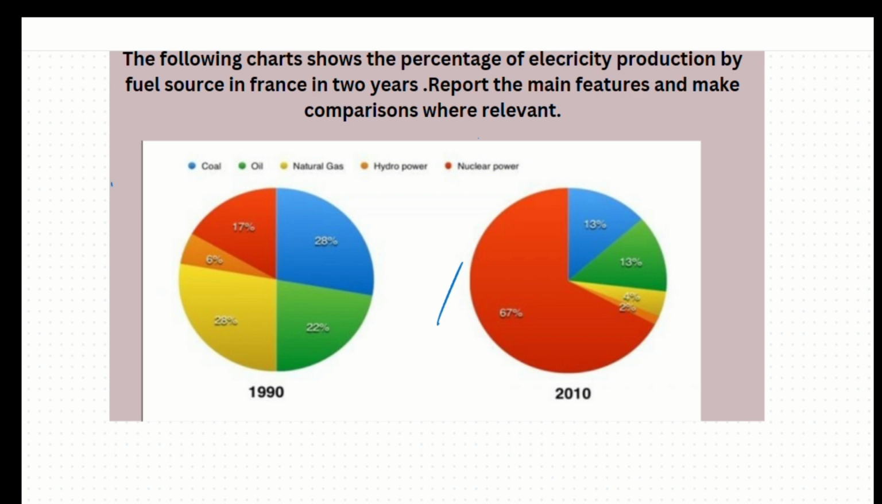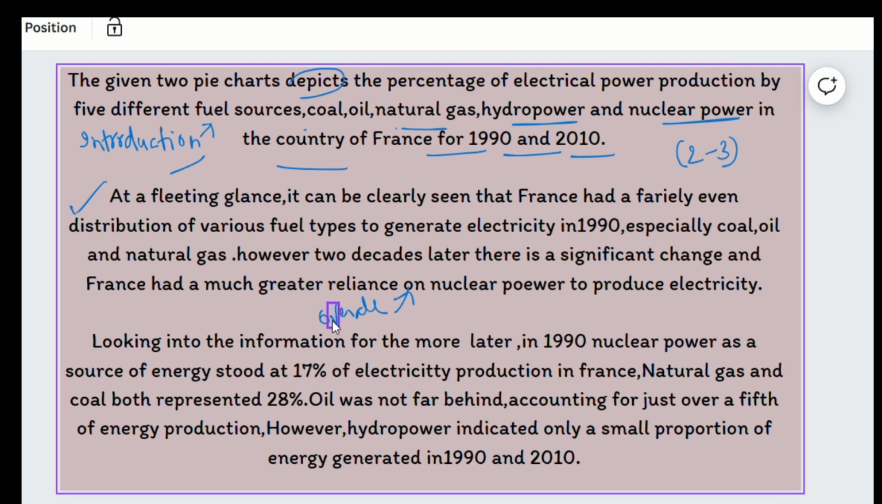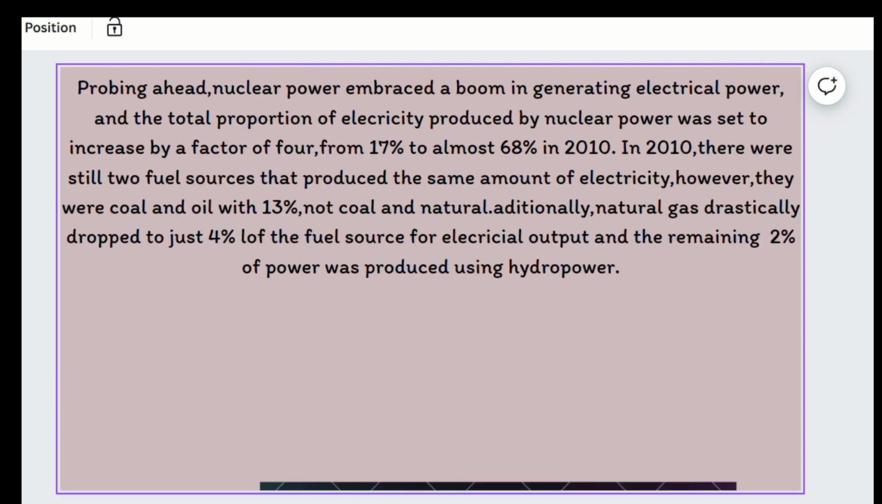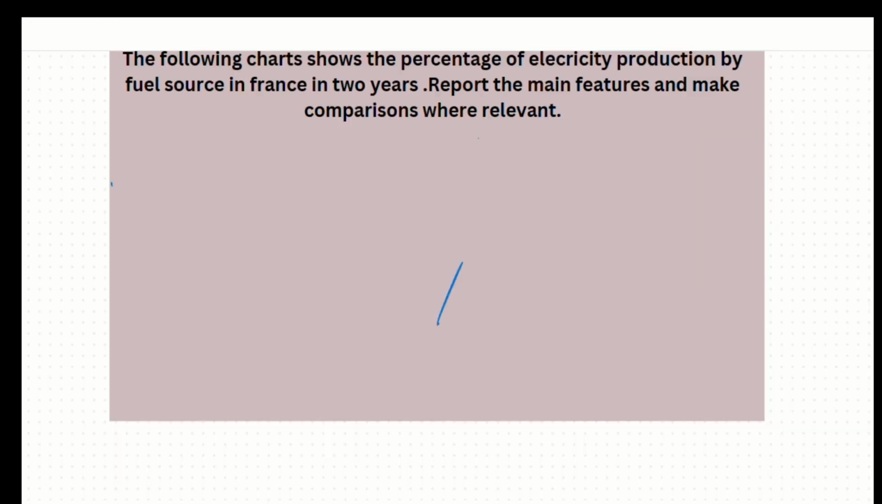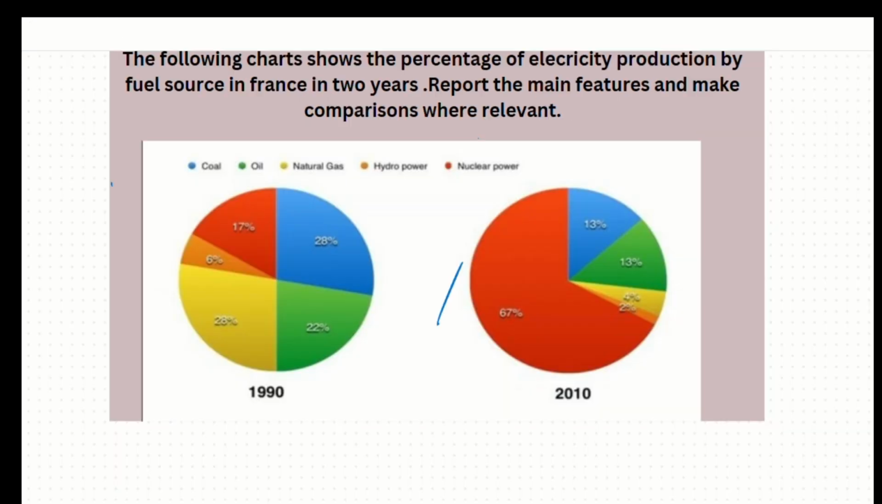So we are going to learn how you will write this report. Basically there are 4 paragraphs. The first one is the introduction, the second one is the overall, and in the third and fourth paragraphs you will describe the whole data. So first we will learn about the pie chart.